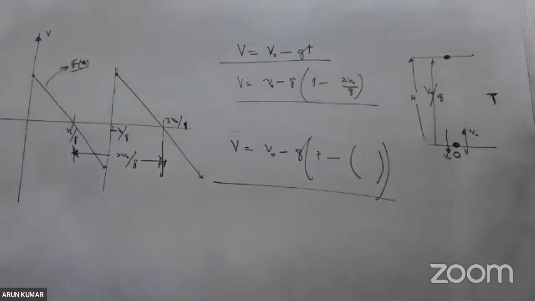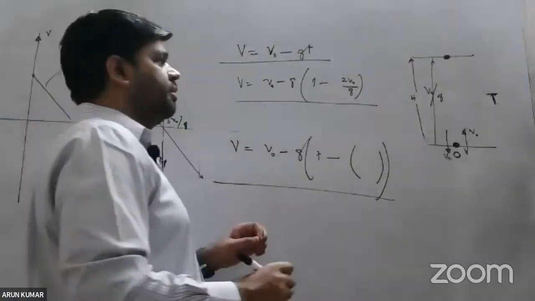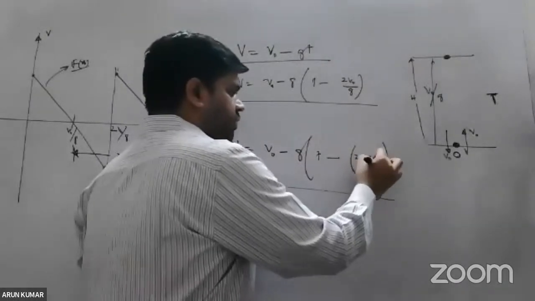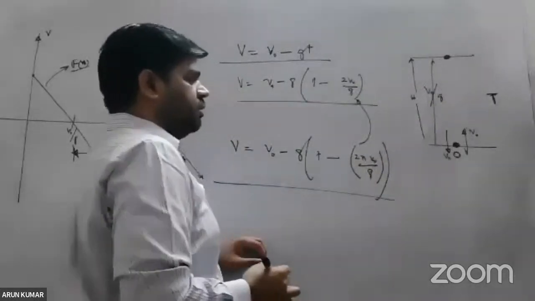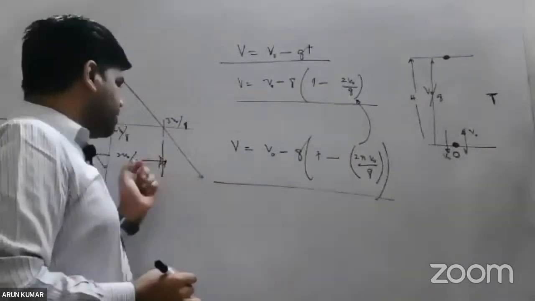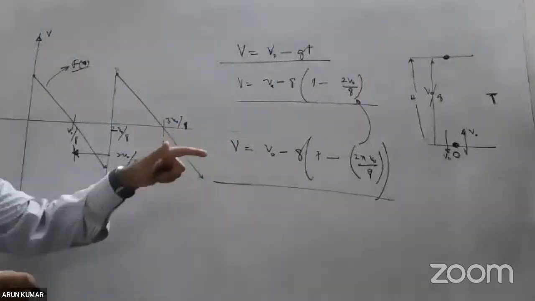Look, if I write 2n v naught by g, if I write n is equal to 1, I'll get this equation. Because I have to displace twice, into 2, n times of 2 v naught by g.